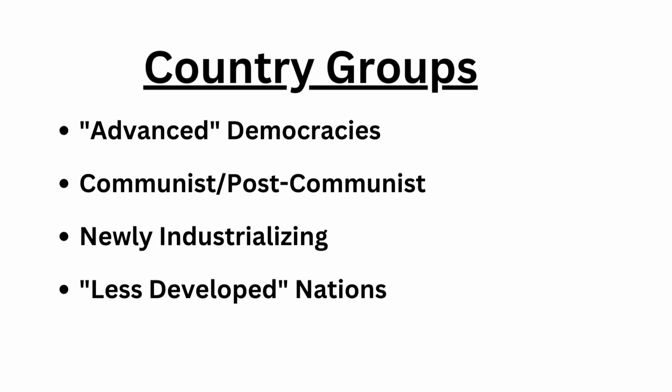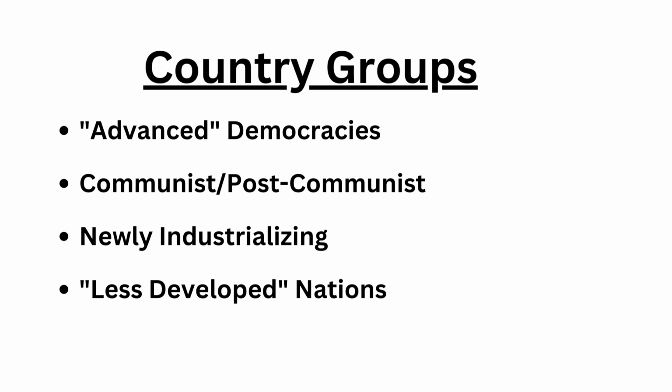Then we have our communist, post-communist countries. These are countries that traditionally sought to limit individual freedom in order to divide wealth more equally. Here, we have to think about Russia and China. Then we have our newly industrializing countries. These are countries that are experiencing rapid economic growth with tendencies toward democratization. Mexico is our biggest example here. Iran also tends to go in this category, though with a lot of caveats.